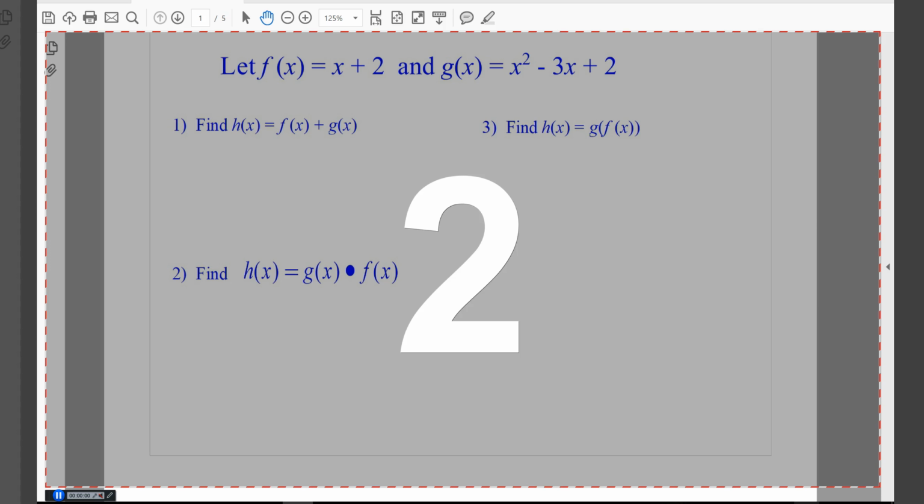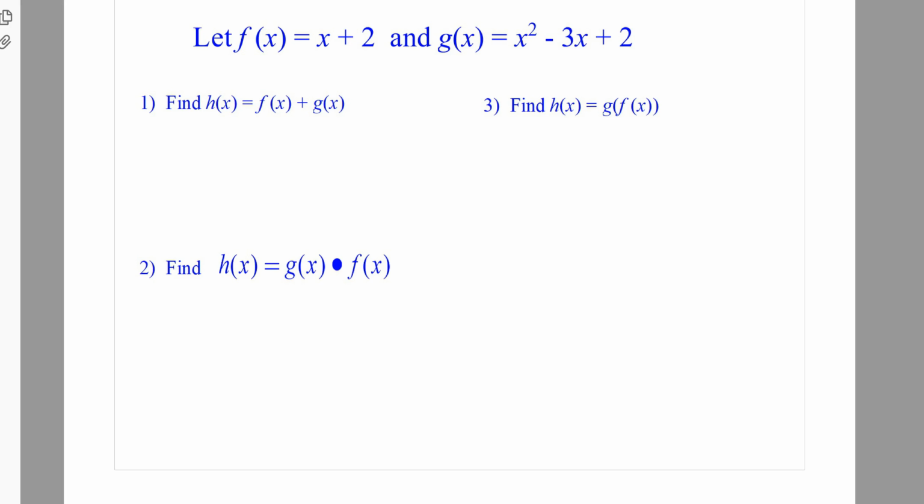All right, let's talk about adding. Whoa, the screen looks funky. Hold on a second.